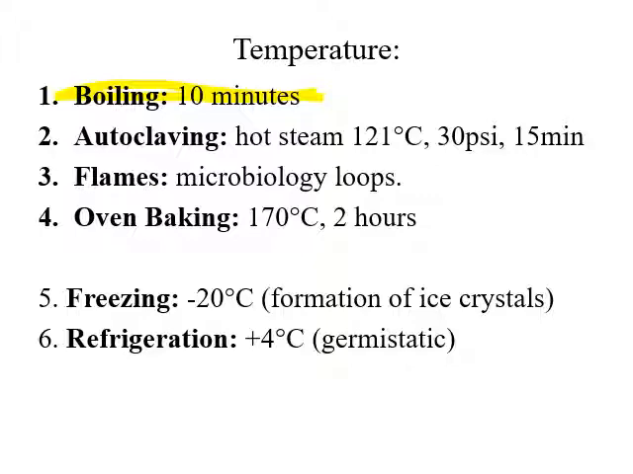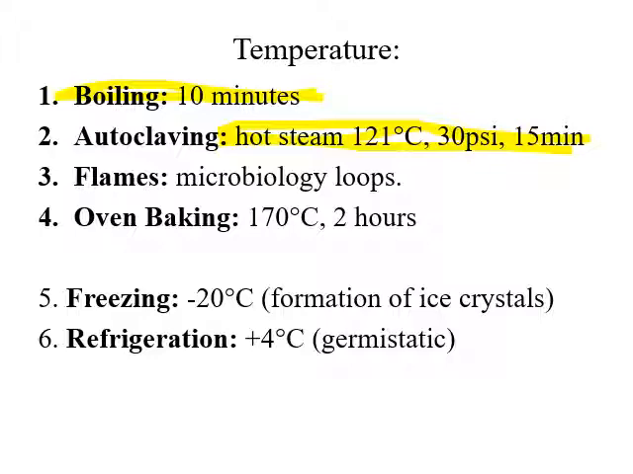An autoclave uses hot steam at high pressure for at least 15 minutes. There are various other settings that you can set the machine for, but generally an autoclave is killing things with 121 degrees Celsius steam. 30 psi is 1.5 atmospheric pressures. I believe it's like 1.5 to 2 times higher than the regular atmospheric pressure. And then you have to leave it under those conditions for at least 15 minutes.